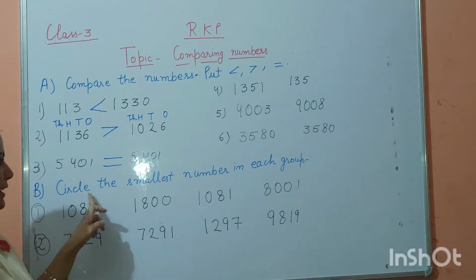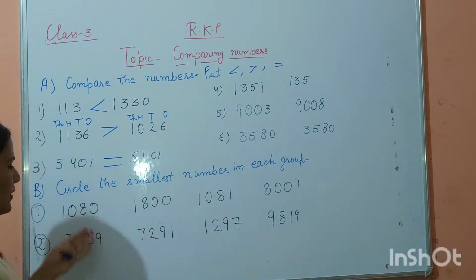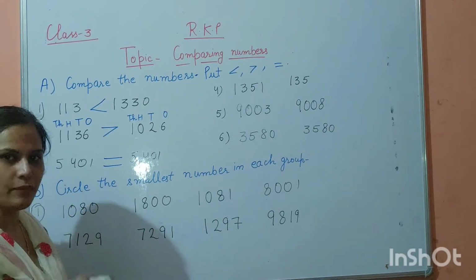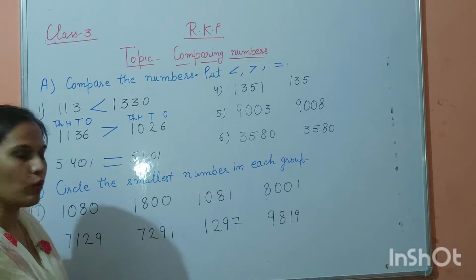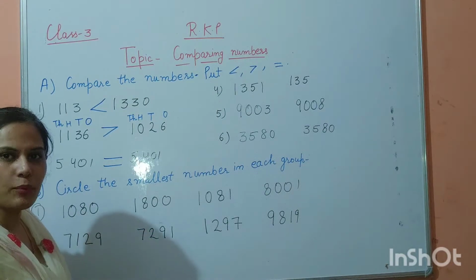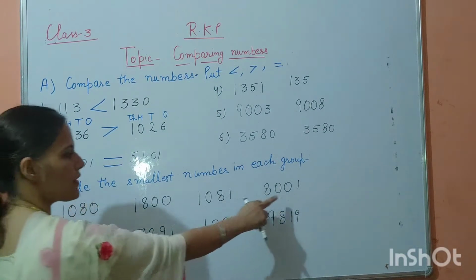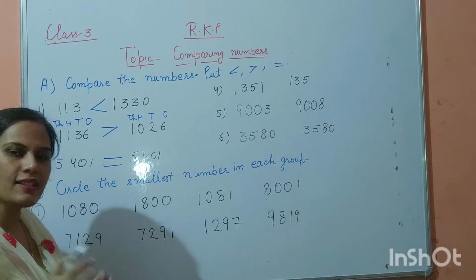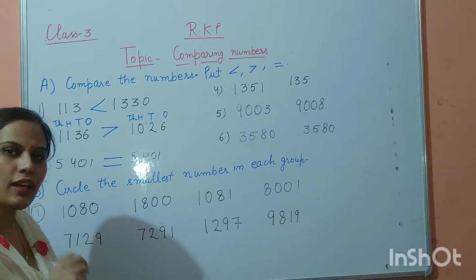Now circle the smallest number in each group. Means you have been given 4 values and you have to find the smallest number. So what will you do? You will follow the same procedure. First of all count the number of digits. All have 4 digits, as you can see, means the number of digits are same. Then go to the thousand place.